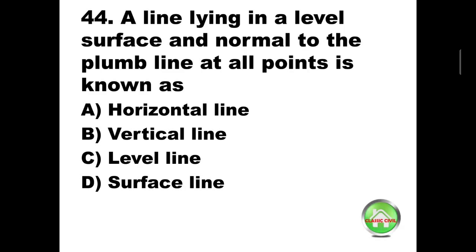Question number 44. A line lying in a level surface and normal to the plumb line at all points is known as option A horizontal line, option B vertical line, option C level line, option D surface line. A line lying in a level surface and normal to the plumb line at all points is known as, answer is option C level line.